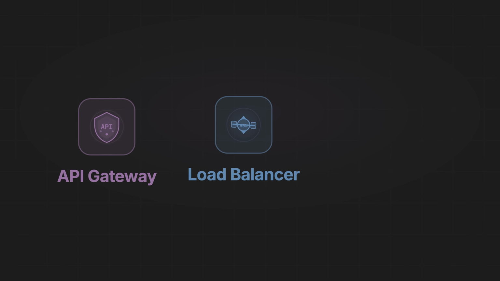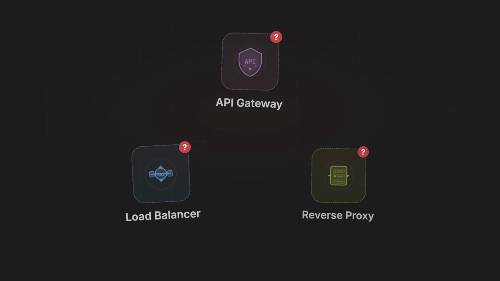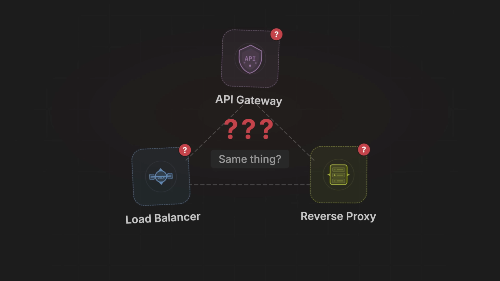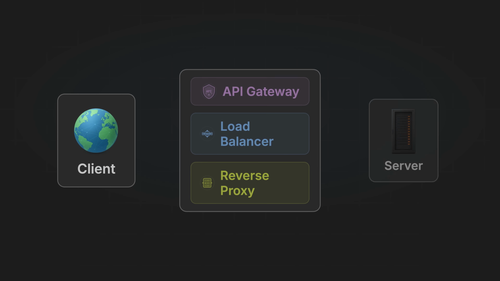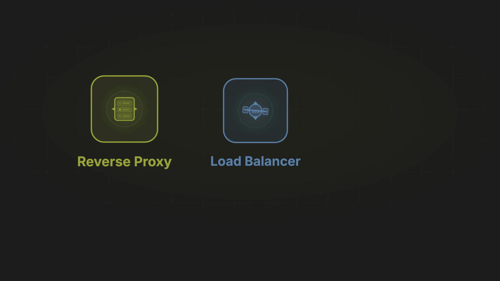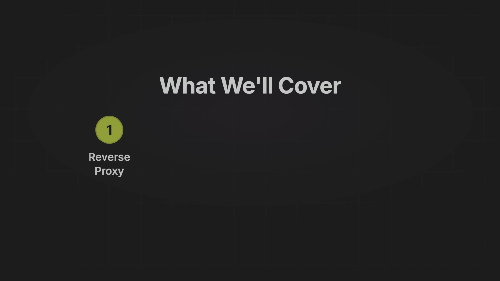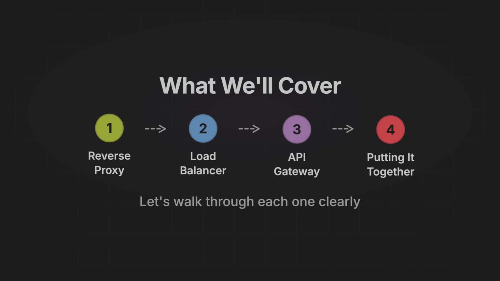API gateway, load balancer, reverse proxy. If you've ever felt like these terms get used interchangeably or nodded along in a meeting without fully understanding the difference, you're in good company. They all sit between clients and servers. They all forward requests, but they exist for different reasons and solve different problems. Let's walk through each one, what it does, when you need it, and how they work together in real systems.